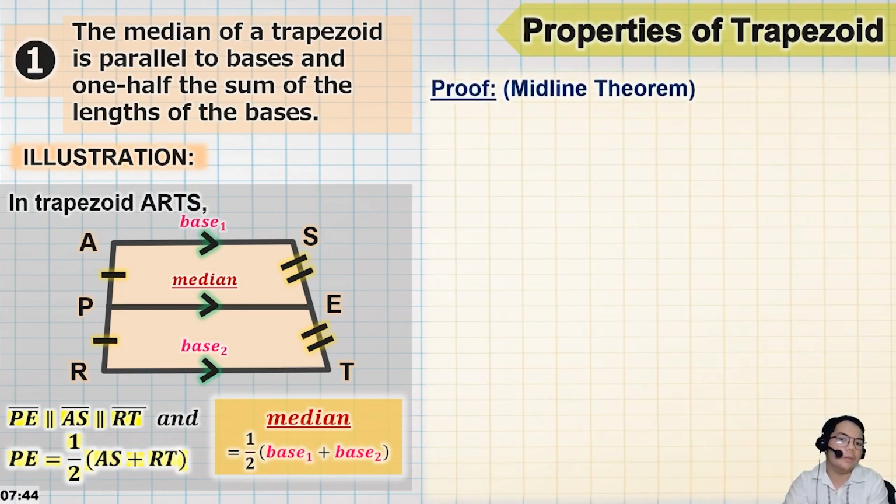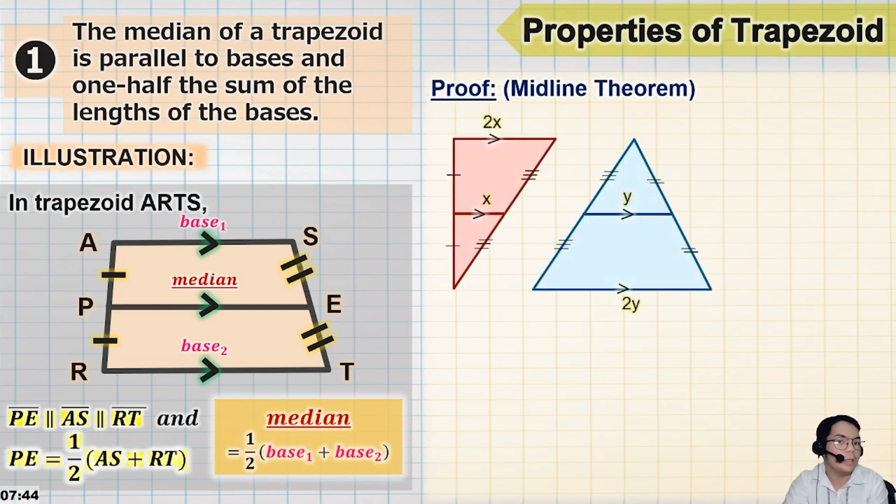Now, for us to confirm this given property of the trapezoid, let's use the idea that we learned a while ago, the midline theorem. Let me have here two triangles that have their midlines. As you can see, the midlines are parallel to the third side of each triangle. For example, in the red triangle, the measurement of the midline is x and the measurement of its third side is 2x. So it also applies the midline theorem. That is also the same with this given triangle: this side is y and this side is 2y.